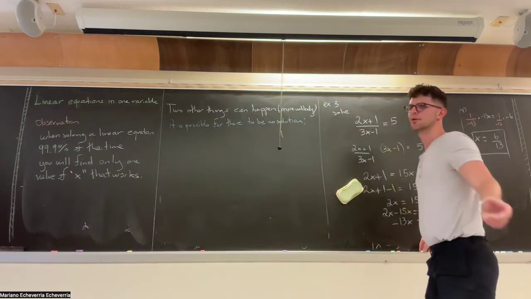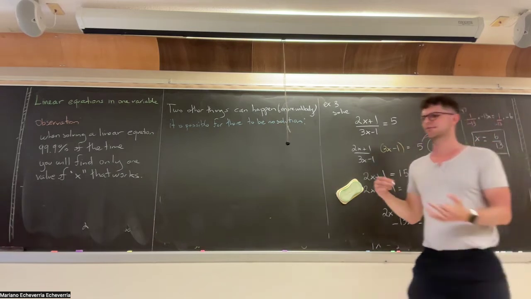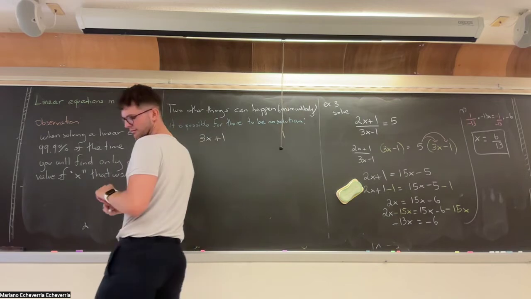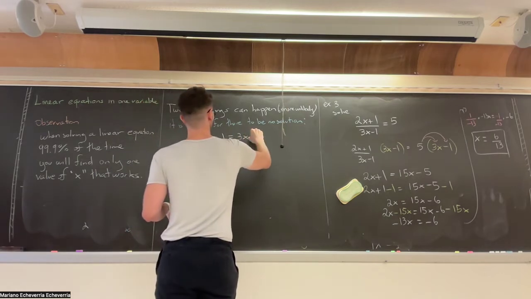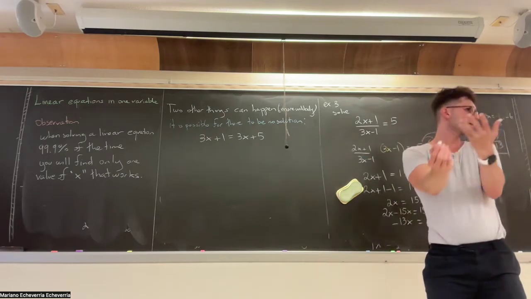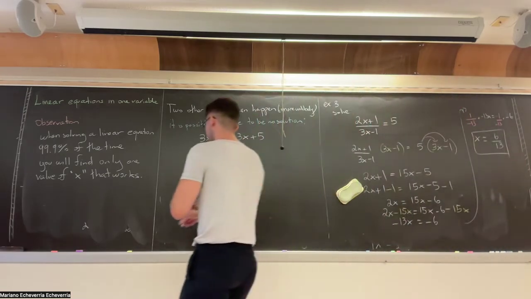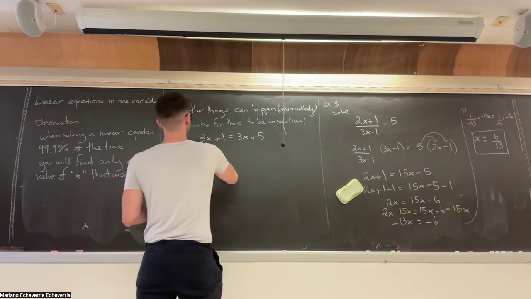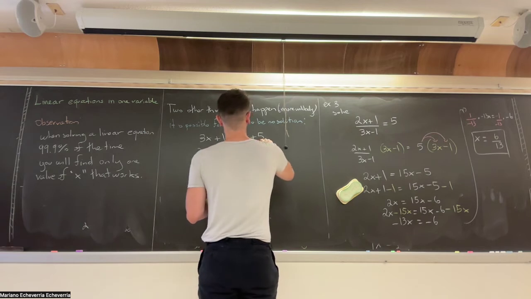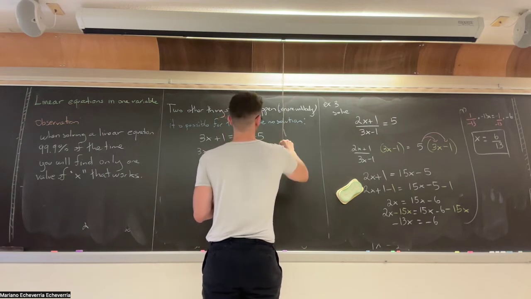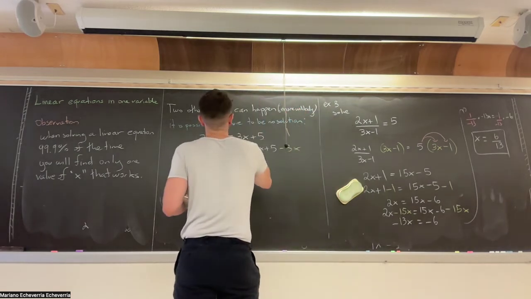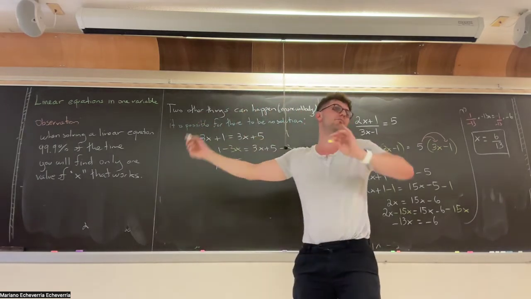So what's an example where that happens? It's very apparent that they don't have a solution, but it's still good to see one in practice. So here's one where there's no solution. If you have something like that, you subtract 3x on both sides, 3x plus 1 minus 3x, plus 5 minus 3x. And then you just get that 1 equals 5. Here you don't have to do anything else. That's clear enough that it's a problem.